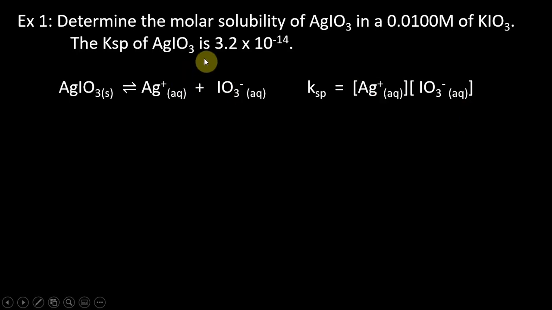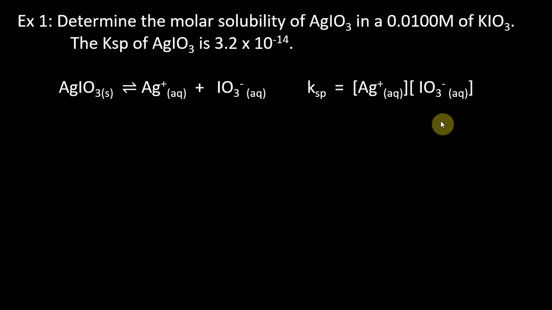Now, if we have a solution that already has some of the potassium iodate, the iodate ion in there, that's going to affect this Ksp value. Well, it's going to affect the relative concentrations of these two ions.